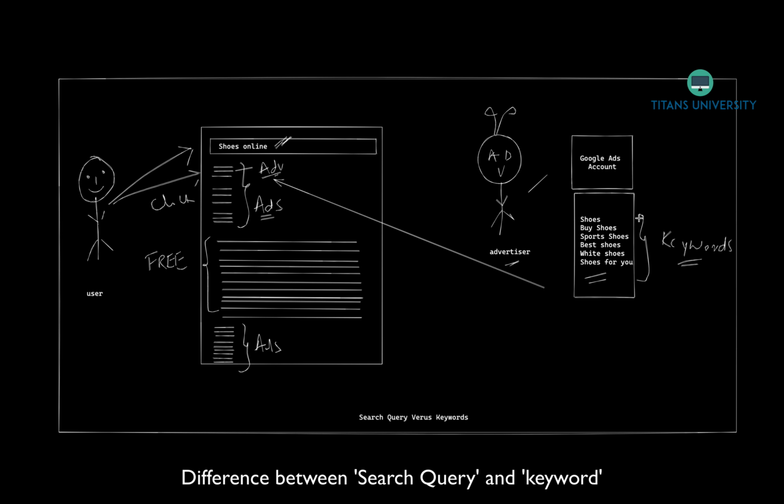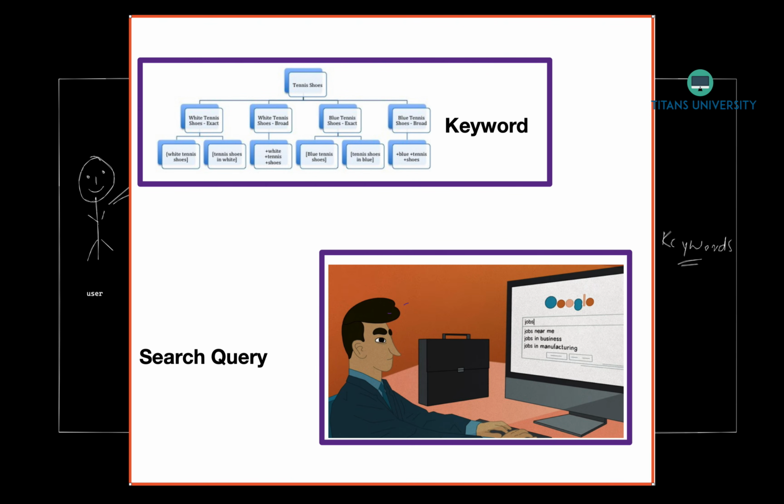Now, these are a set of keywords. And this is something which is called a search query. A search query is what the user is actually searching for. A keyword is what the advertiser has put in with the hope that users will search for these keywords. Though this seems very simple, it is very important to understand the difference between search queries and keywords, because going forward, there will be situations when you can't use these terms interchangeably.